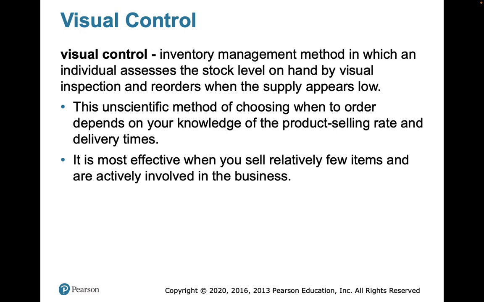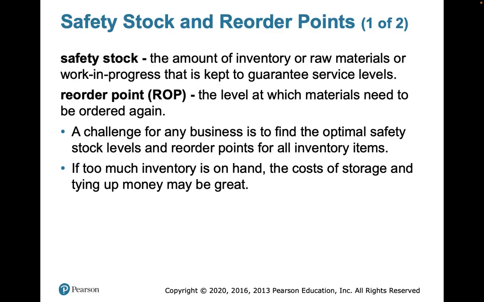This is actually a scientific method of choosing when to order, and it depends on your knowledge of the product selling rate and delivery times. Now we also have what they call the safety stock and reorder point. The safety stock is the amount of inventory, raw materials or work in progress that is kept to guarantee service level, and reorder point is the level at which materials need to be ordered again.